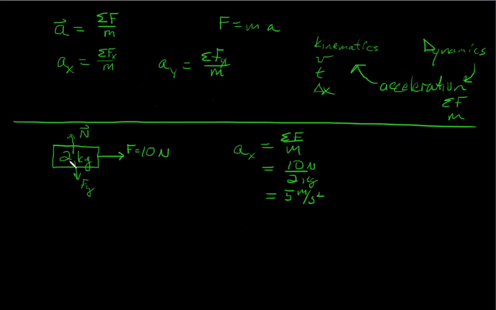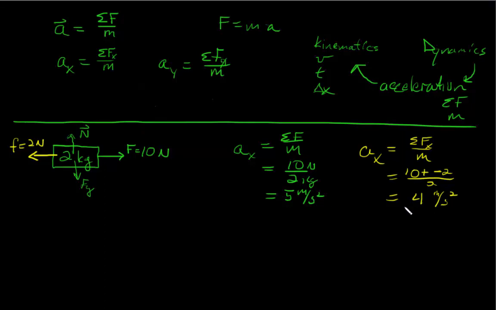Suppose that I did have some friction acting backwards. Say we had a friction force of 2 newtons. Then my acceleration in the x would change. It would be the net force in the x divided by the mass, which would be 10 newtons plus negative 2, divided by 2. That's 8 divided by 2, so it would be 4 meters per second squared. And that makes sense. My acceleration would decrease because my net force is less.